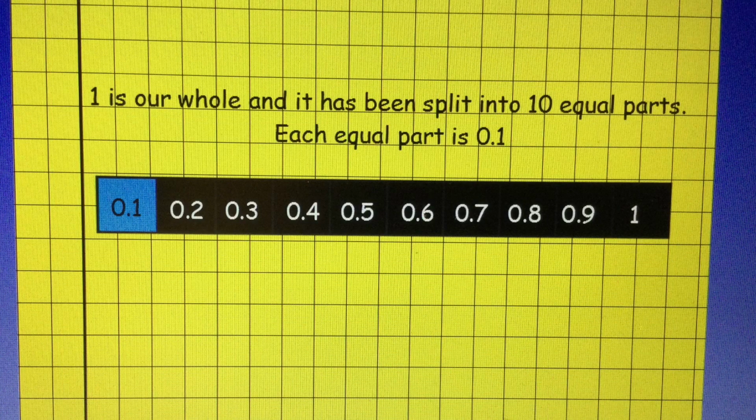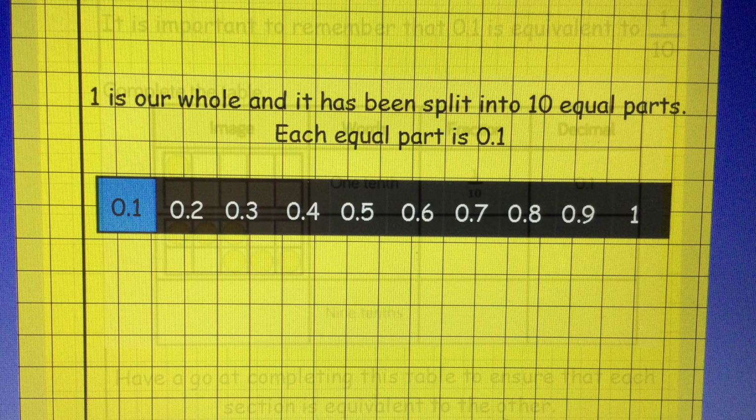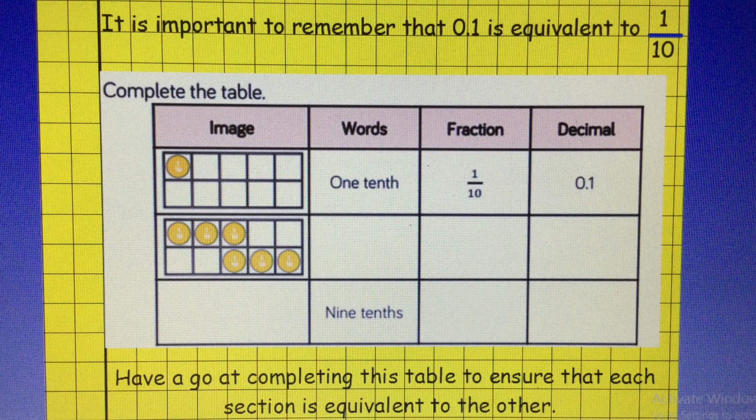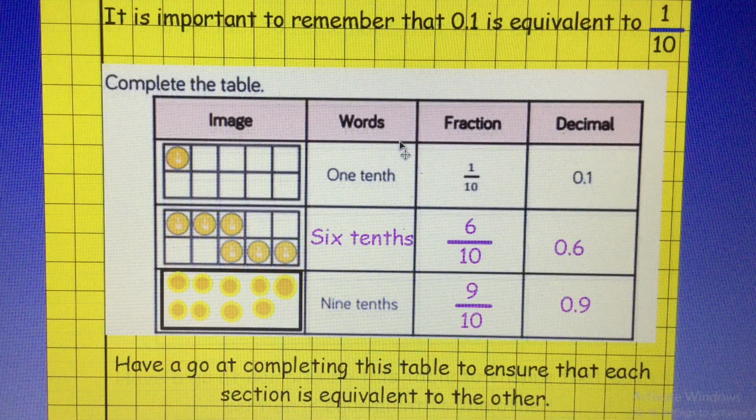I know we talked about this yesterday, but we just need to remember that 1 is our whole, and here it's been split into 10 equal parts, and each equal part is 0.1. It's really important to remember that 0.1 is equivalent to 1/10, and we know that equivalent means the same. So 0.1 is the same as 1/10. Now pause the video and have a go at completing this table to make sure that each section is equivalent to the other. And here is what your table should look like.